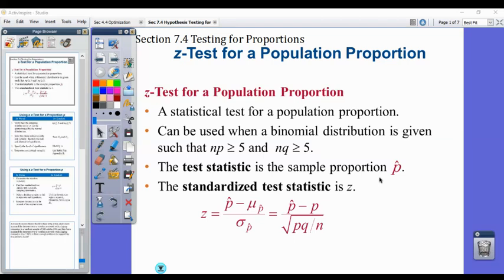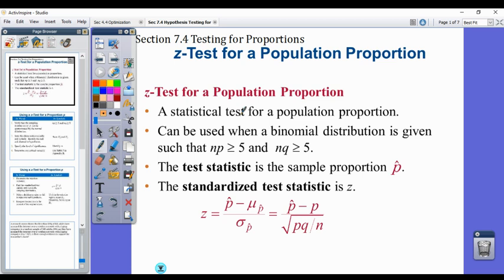Okay, so here are our notes for section 7.4. In this section, we are going to learn about using the z-test for our population proportion. Just like previously, we do need to check that n times p and n times q are both greater than or equal to 5.